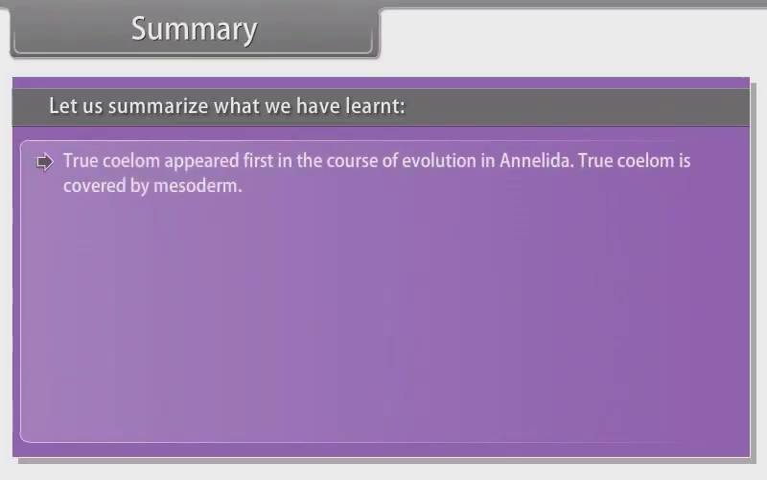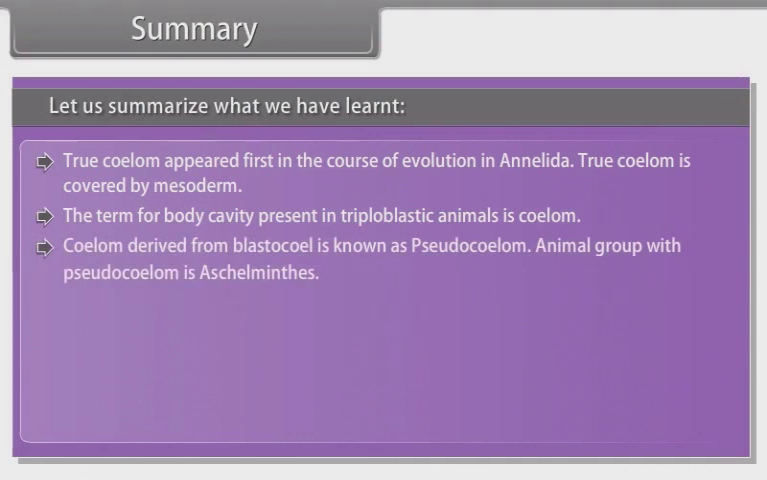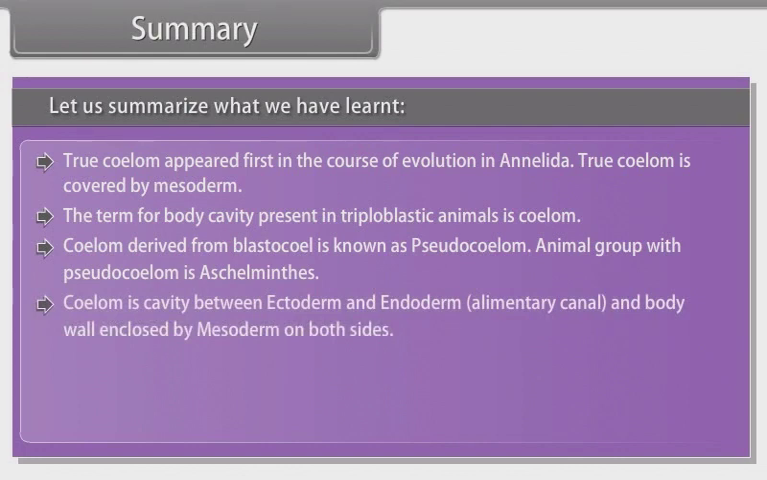True coelom appeared first in the course of evolution in Annelida. True coelom is covered by mesoderm. The term for body cavity present in triploblastic animals is coelom. Coelom, derived from blastocoel, is known as pseudocoelom. Animal group with pseudocoelom is Aschelminthes. Coelom is cavity between ectoderm and endoderm, that is, alimentary canal, and body wall enclosed by mesoderm on both sides.